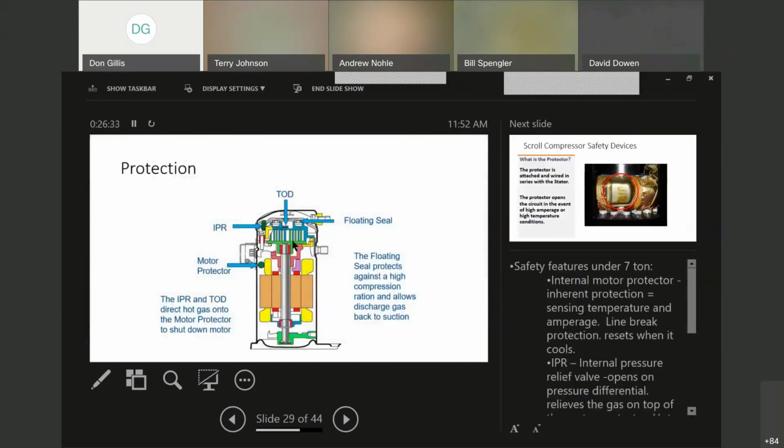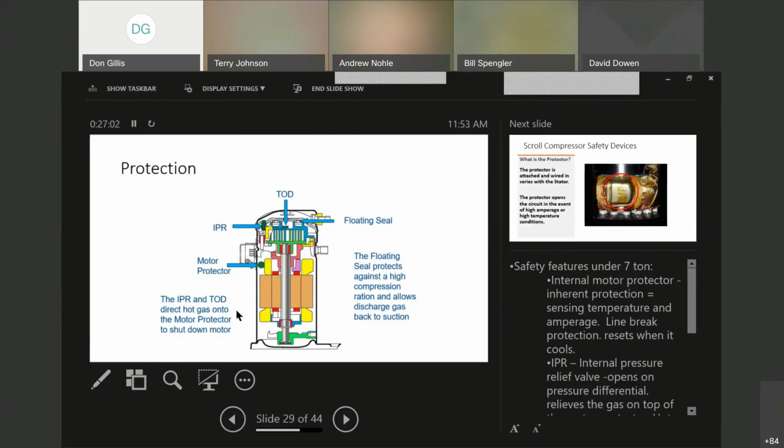So the protection here, we're going to talk about the TOD, again, the thermal operating disc, okay? The IPR is the internal pressure relief. It's based on pressure. This one is based on temperature, the thermal operating disc. And then we have the floating seal. And the floating seal, as you already saw, serves one purpose, but it also acts as a safety device for another purpose. And then we have our motor protector, okay?